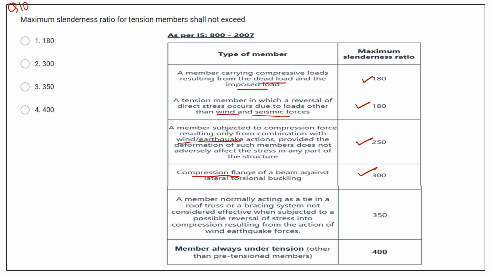The next, a member normally acting as a tie in a roof truss or bracing system, not considered effective when subjected to a possible reversing stress into the compression resulting from the action of wind and earthquake. In case of compression, then remember 350 as a slenderness ratio. Then the last one is members always under tension other than pre-tension member, which is 400. So here the slenderness ratio for the tension condition is 400. So your last option, option number 4, is correct, which is 400.